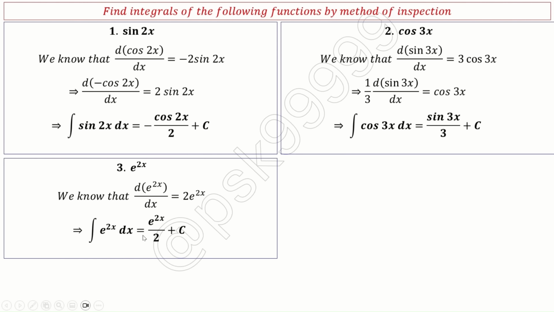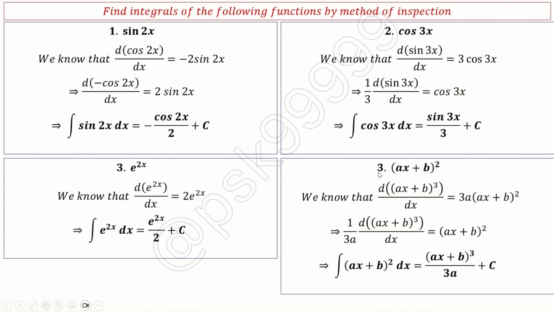So integration of e to the power of 2x is e to the power of 2x divided by 2 plus c. Okay, integration of (ax plus b) whole square. So when you get (ax plus b) whole square in differentiation, when it is cube. Correct. So differentiation of (ax plus b) whole cube is nothing but 3 times a times (ax plus b) whole square. Now this is what I am interested in, right?